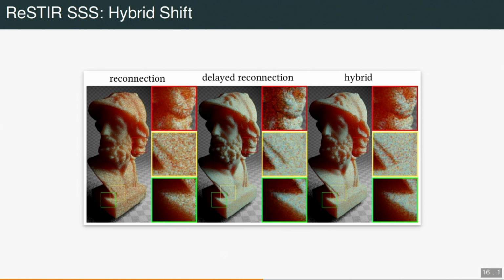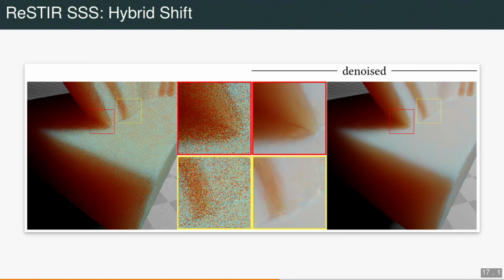So here's a comparison with our hybrid shift now. And as you can see, we successfully combine the two shifts. This means we can efficiently reuse these long scattering paths while preventing these strong color correlation artifacts in the illuminated regions. So this is a huge improvement. However, if we zoom in, we can see at the boundary between these two regions that there are some artifacts left, some fireflies occur there. And also in the denoised version of the image, we can see that there are some discontinuities at this boundary.